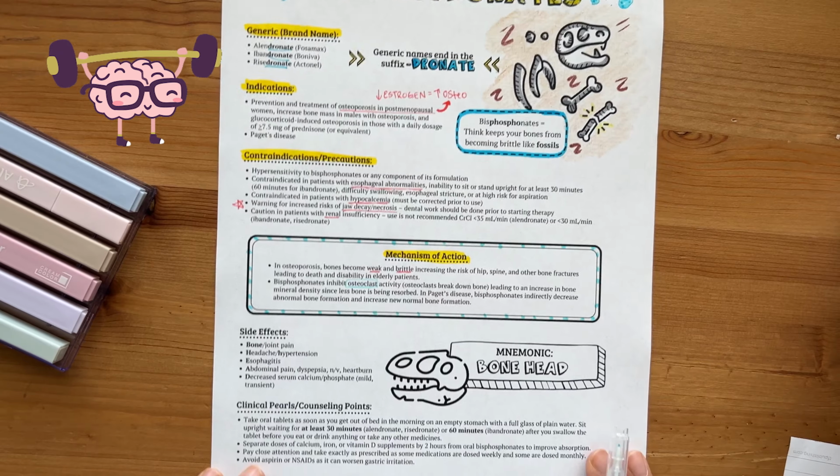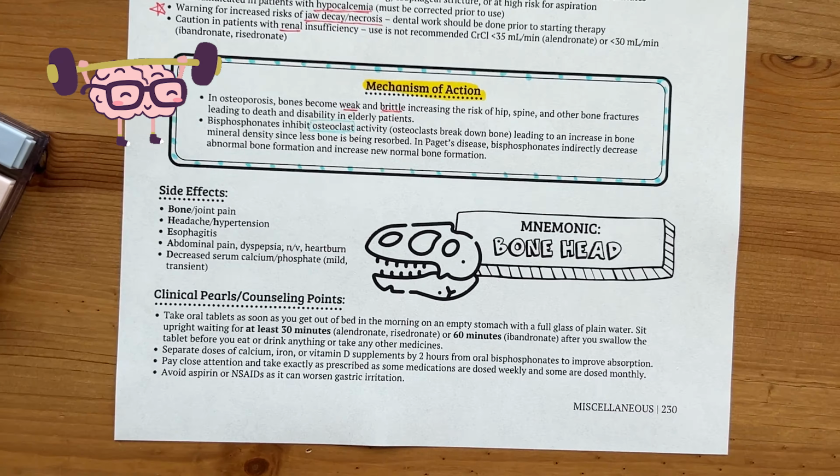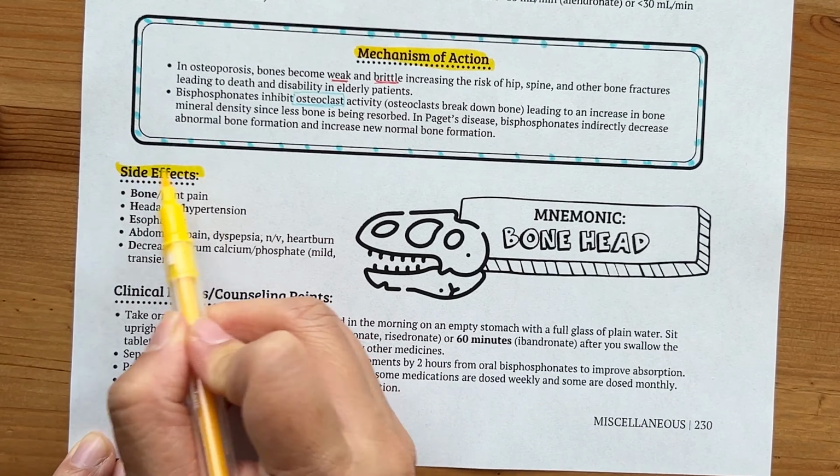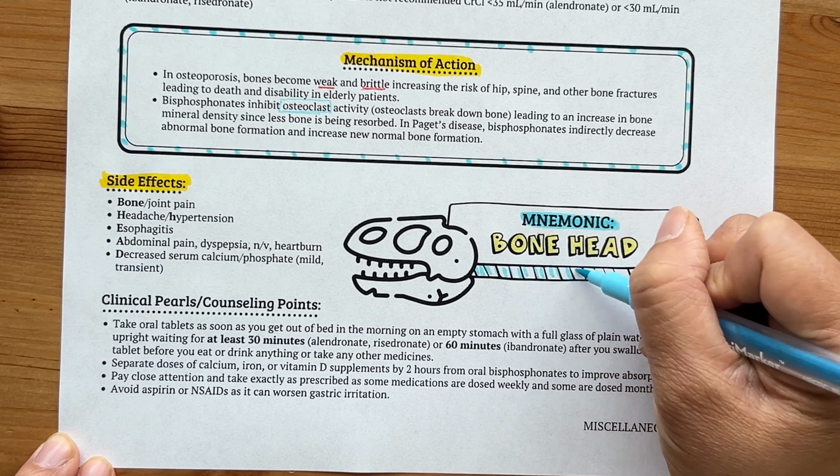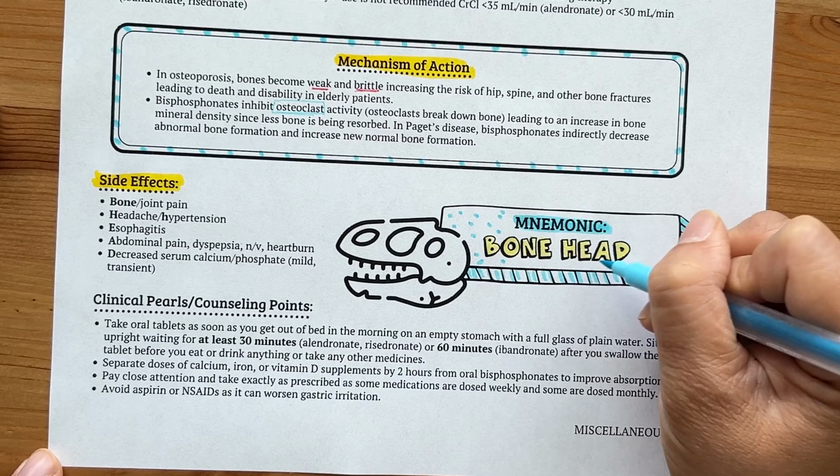For side effects, use the mnemonic BONEHEAD to help you remember the main ones. B should help you remember the side effect of bone and/or joint pain. H is for headache or hypertension. E is for esophagitis.